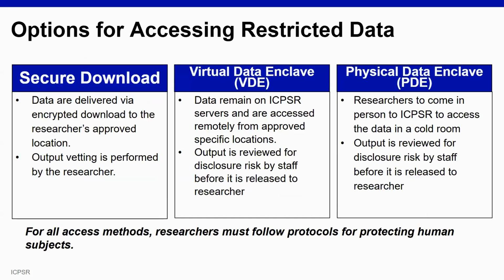We have different options for accessing restricted data. So we have three options. Secure download: the data is used on approved non-networked local machines. It is delivered via an encrypted download link, and the PI and project team are responsible for the self-vetting of results. For our virtual data enclave, the data remains on ICPSR servers, and the data are accessed remotely from approved specific locations. And then the DSDR staff vet for disclosure prior to releasing the results. And then our physical data enclave is an on-site cold room. This is for highly restricted data.